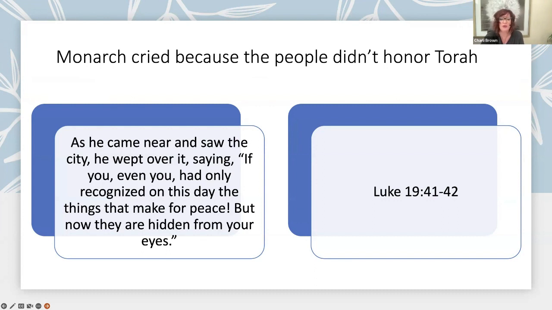If you had only recognized on this day the things that make for peace, but now they're hidden from your eyes. We see King David and now King Yeshua weeping over the people, because the other way to interpret this is the king was weeping because the people had not grasped Torah. They weren't grasping it. They weren't guarding it. They weren't seeing it because they did not guard.